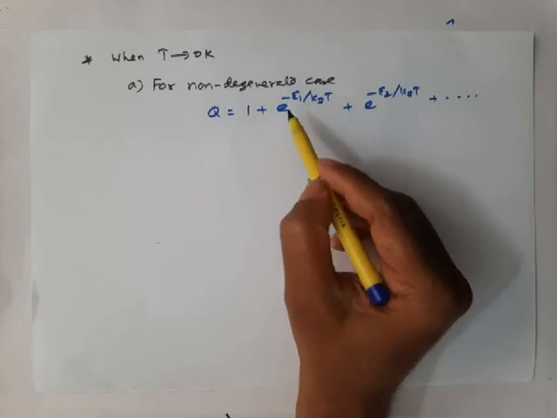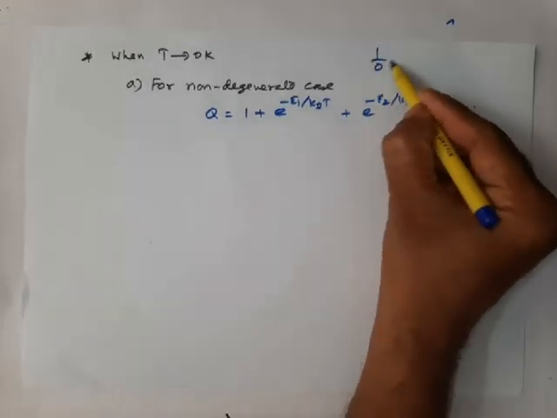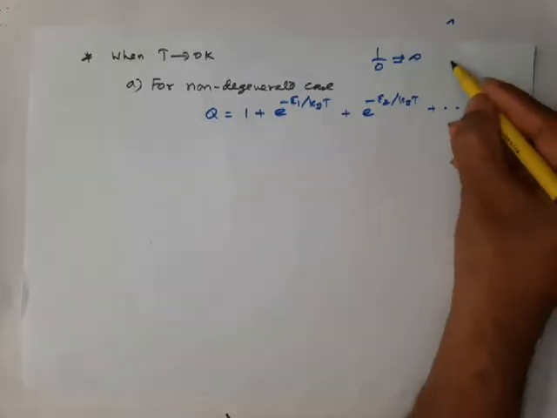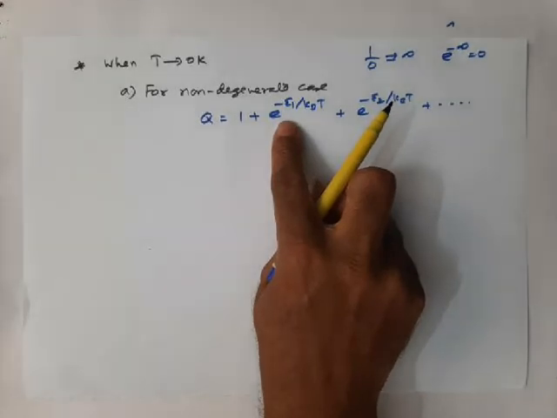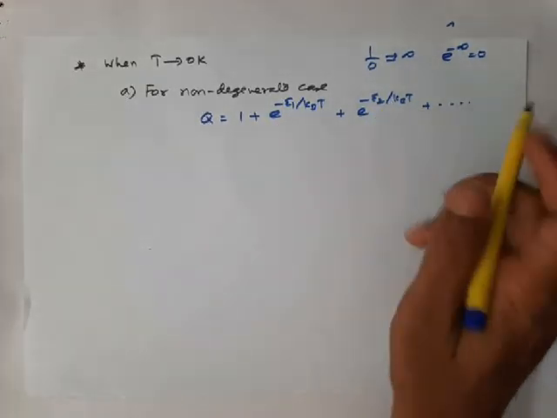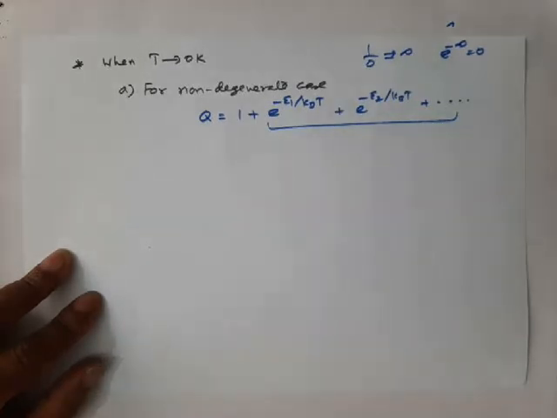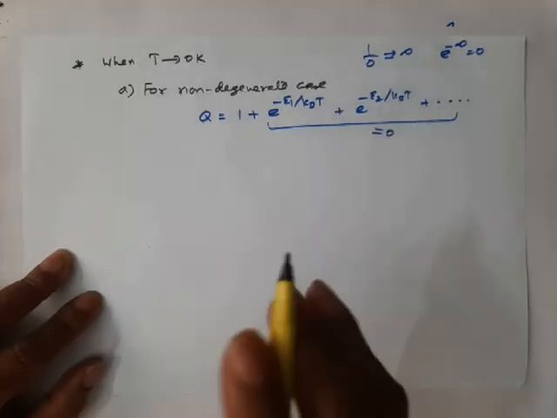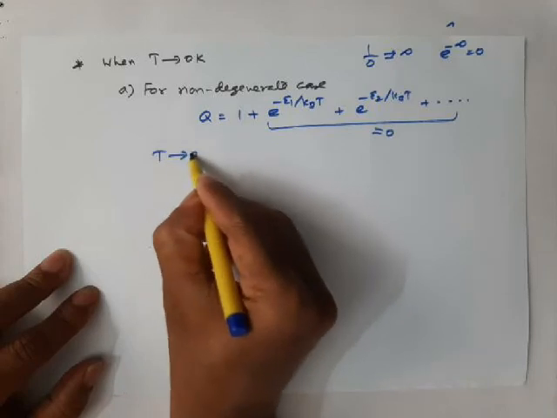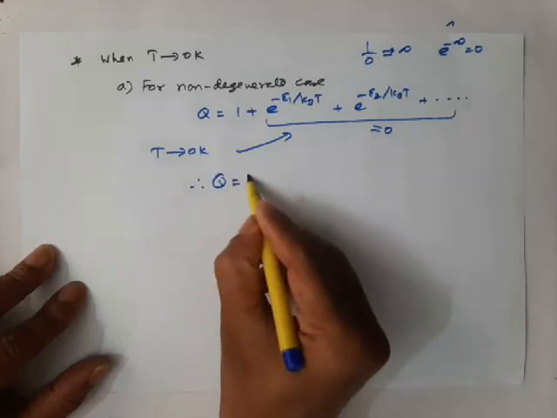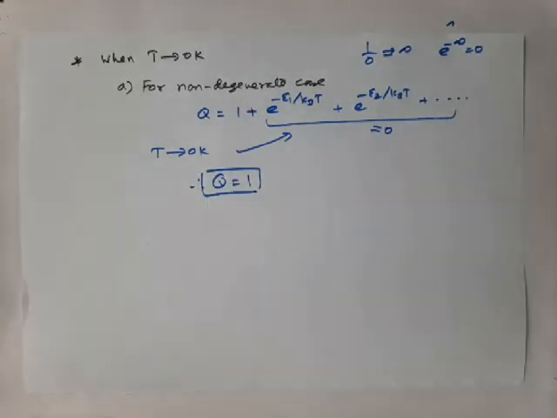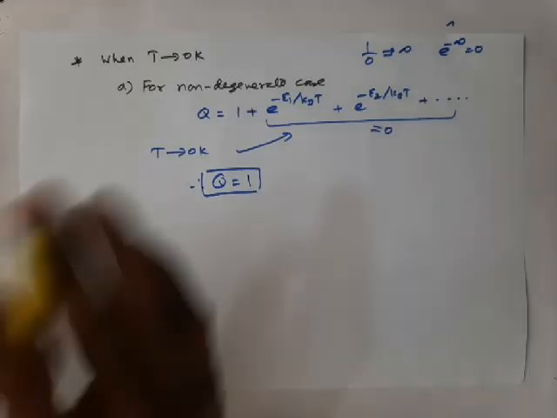e power minus infinity is 0. You know something by 0 is infinity, and e power minus infinity is also 0. Therefore, this term becomes 0. Similarly, this term becomes 0. So all these terms become equal to 0 when temperature approaches 0 Kelvin. Therefore, Q becomes equal to 1.